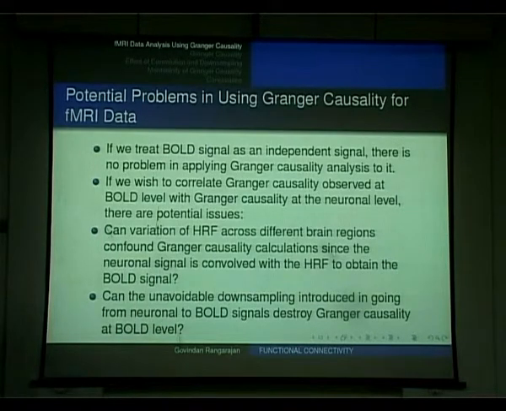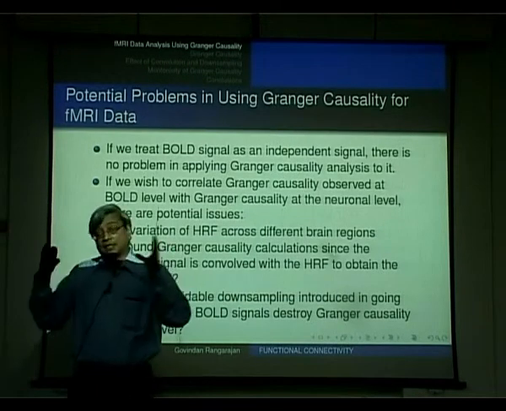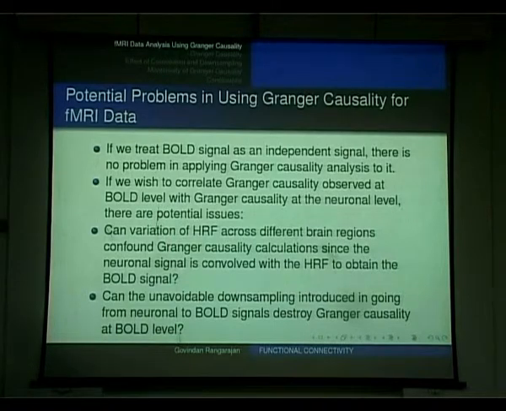But as far as this talk is concerned, we are interested in seeing whether the causal connection you observe between two regions at the BOLD signal level, at the fMRI signal level, is consistent with the connectivity pattern which is actually there at the neuronal level. So whether there is a consistent mapping between the two. That's what we are interested in. And as I said, the variations in when the hemodynamic response function peaks in different regions can lead to problems in doing this mapping consistently between the neuronal level and the BOLD level.